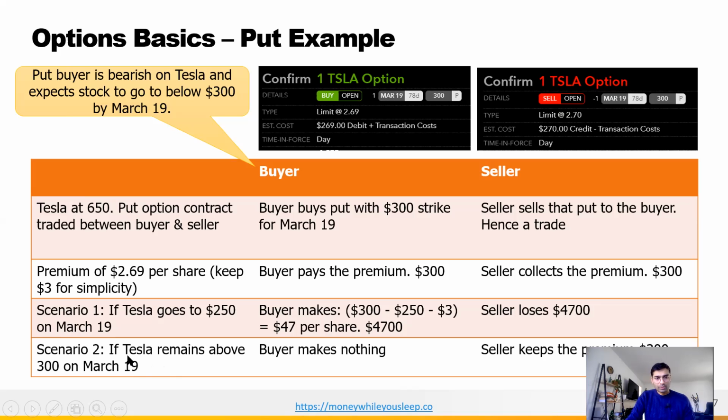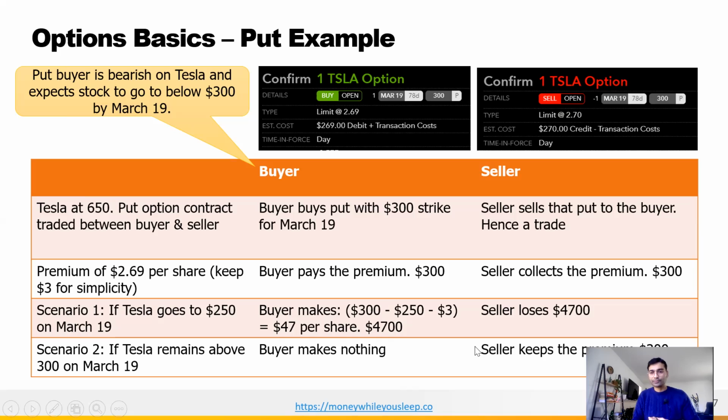In scenario 2, if Tesla remains above $300 on March 19th, again the buyer has lost his bet. So the buyer does not make anything. He only loses this $300, which is an insurance premium. Just like car insurance, if the car never had an accident in 6 months, the whole insurance premium goes away. Hence here, the seller keeps the premium of $300 just like an insurance company.